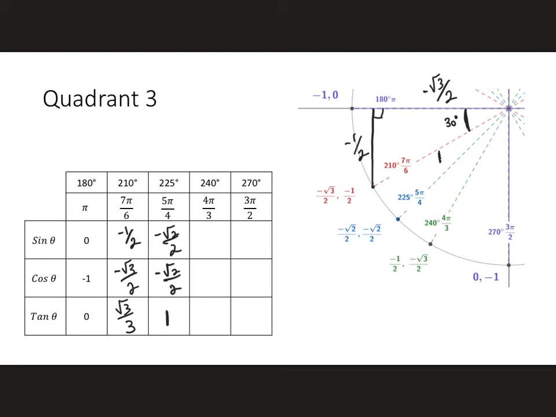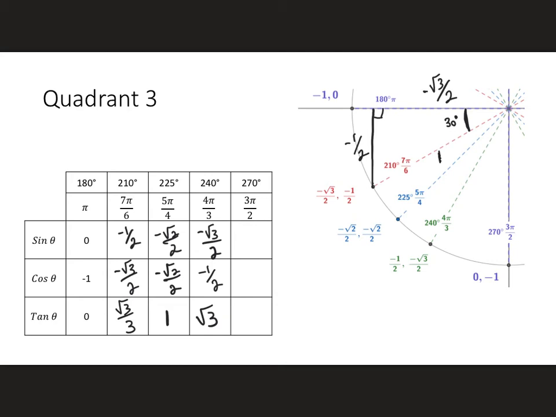So 240 degrees, or 4 pi over 3 radians. Our sine will be the y value, so that's negative square root of 3 over 2. Cosine will be the x value, so that's negative 1/2. And a negative divided by a negative is a positive, and the square root of 3 over 1 is just the square root of 3.